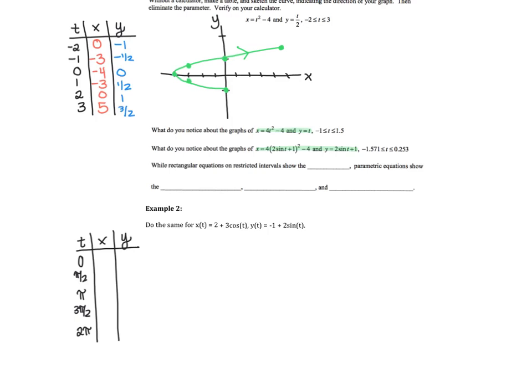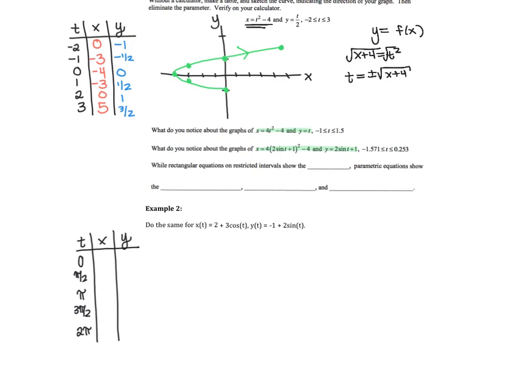So if I'm going to eliminate the parameter, what I usually do is I want an equation y equals some function of x for a rectangular function here. So what I'll do is solve for t in this x function. I'll have x plus 4 equals t squared, and then I'll take the square root of both sides, finding that t is equal to plus or minus the square root of x plus 4.